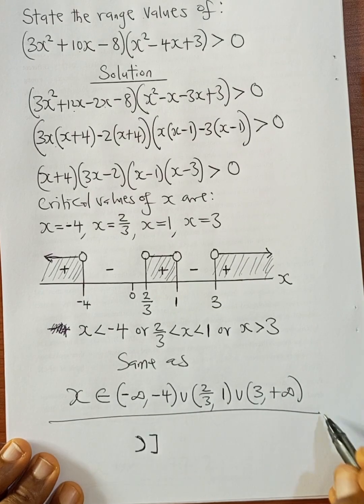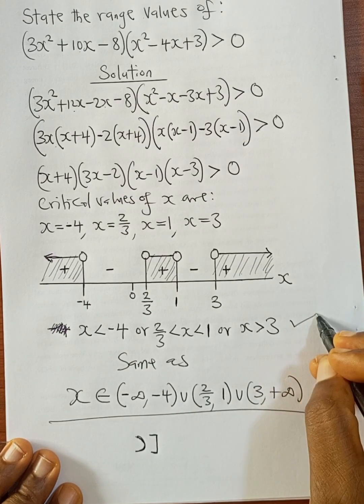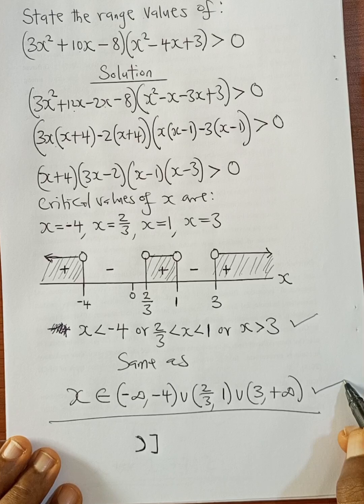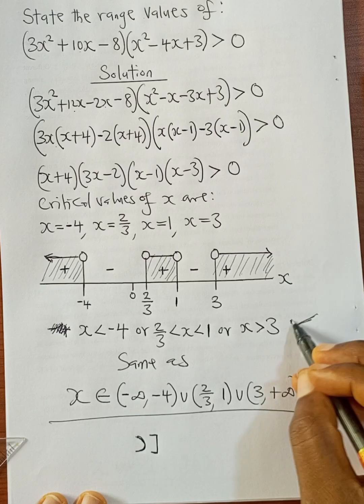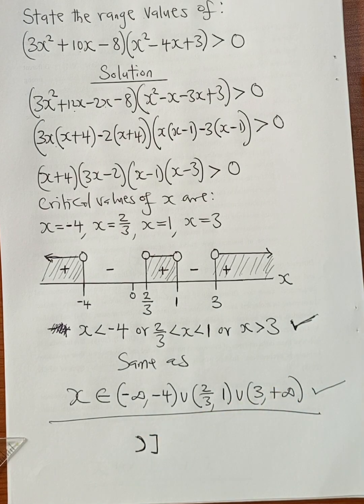So this is the required range. It's either you are using this or you are using this. Both of them is correct, depending on where you are. You get what I'm saying? In this part of the world, we present our own like this, but both of them is acceptable.